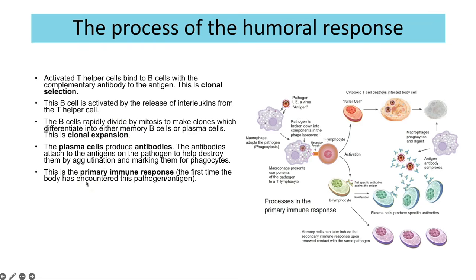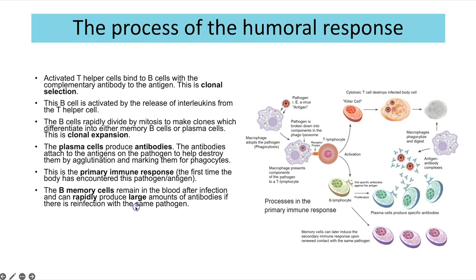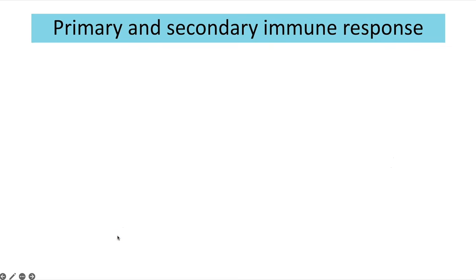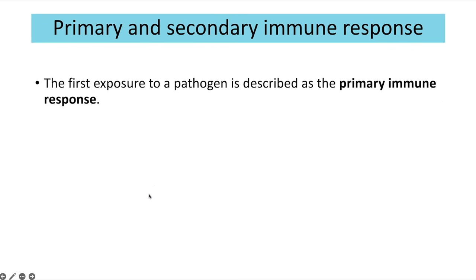This is a primary immune response, which means it's the first time that you are encountering that pathogen. And you store these memory B cells, which remain in the blood for a long time after infection. So if you are then reinfected with the same pathogen with that same shaped antigen, the B cells can rapidly differentiate into plasma cells and produce large numbers of antibodies rapidly, so that you can then destroy the pathogen before it causes any symptoms. So that's your primary and secondary immune response.